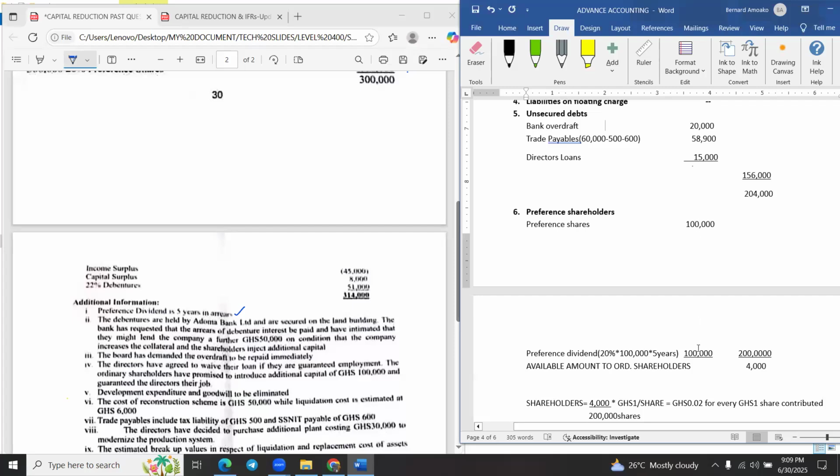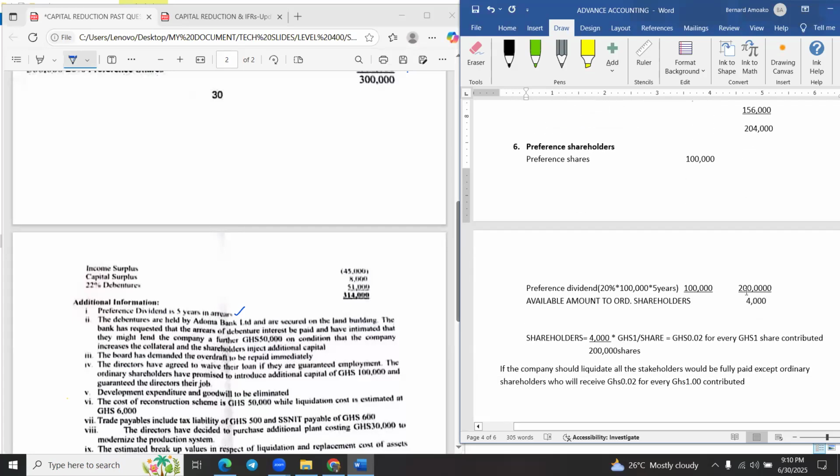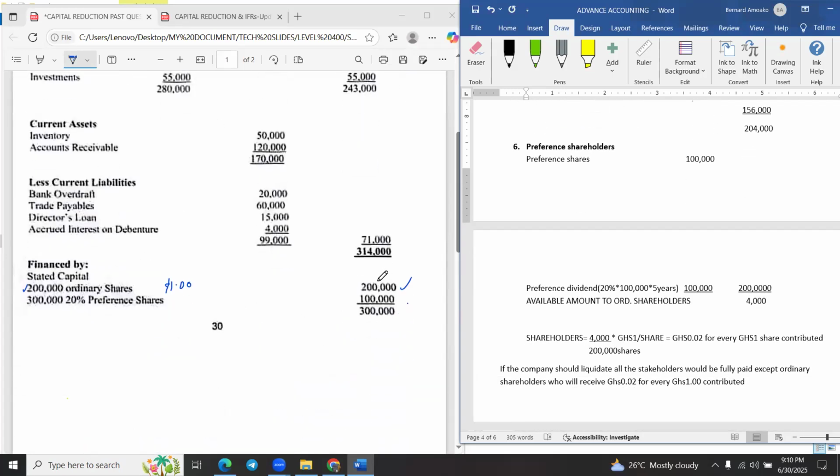Taking my 100,000 plus my 100,000 is 200,000. From whatever figure that is left, I have 4,000 outstanding. Now, ordinary shareholders contributed 200,000 value. Meanwhile, you only have 4,000 for them. So what do you do? You need to find that 4,000 over the number of shares multiplied by amount per share, so that you can tell that for every 1 cedi of shares contributed, the person would receive this for that particular amount. And that is all we have done.